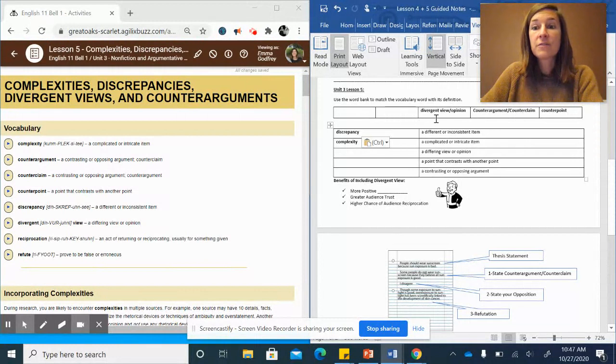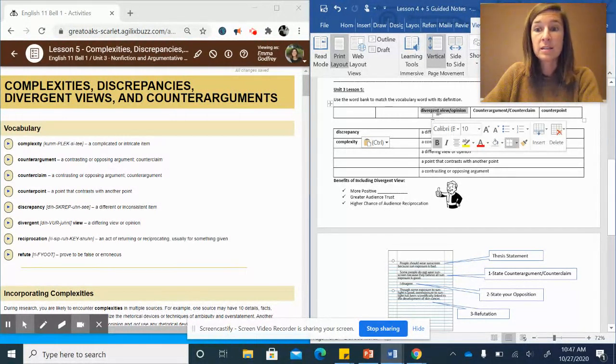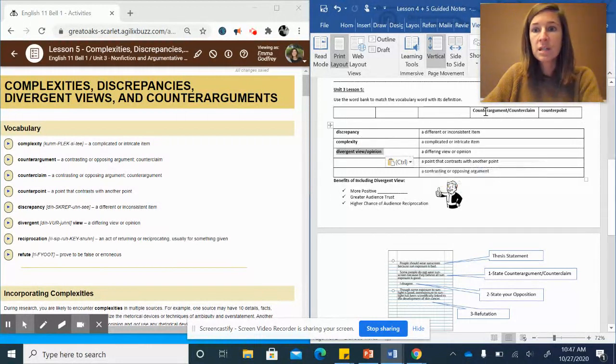Next one are divergent views or opinions. You'll see it used both ways in the reading. So here it says divergent views are differing view or opinion on a topic. So it's going to be kind of going to the opposite side of what you're saying. So let's find a differing view or opinion.